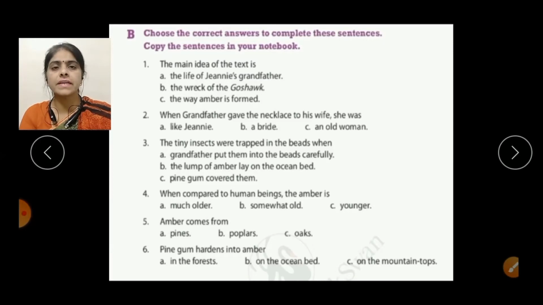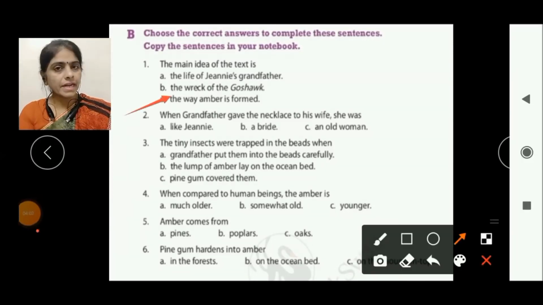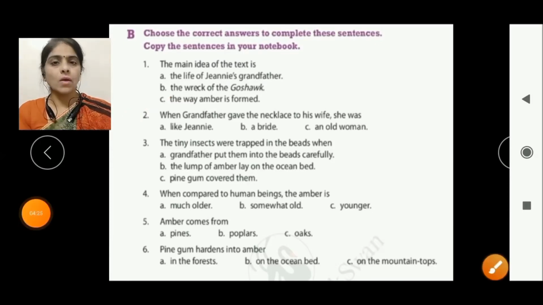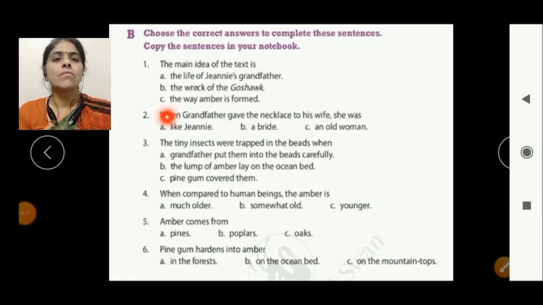The correct answer is C. The way amber is formed. So in this lesson we have learnt how the amber is formed. So the main idea of the text was the formation of amber. Now let's have the next one. When grandfather gave the necklace to his wife, she was.